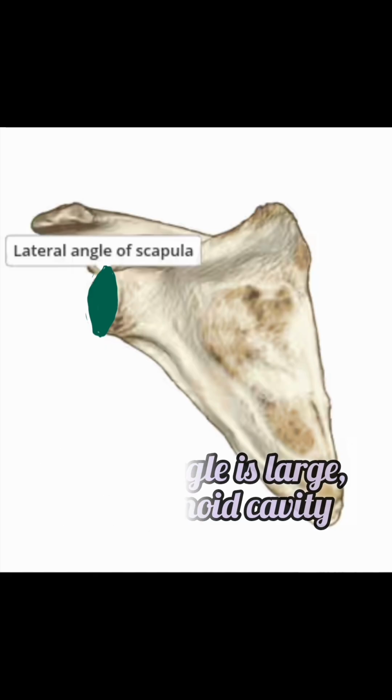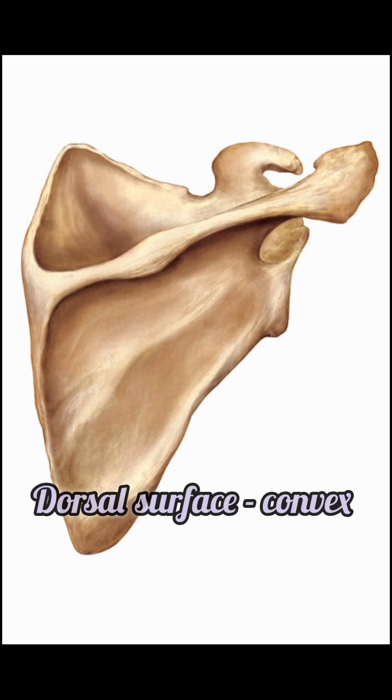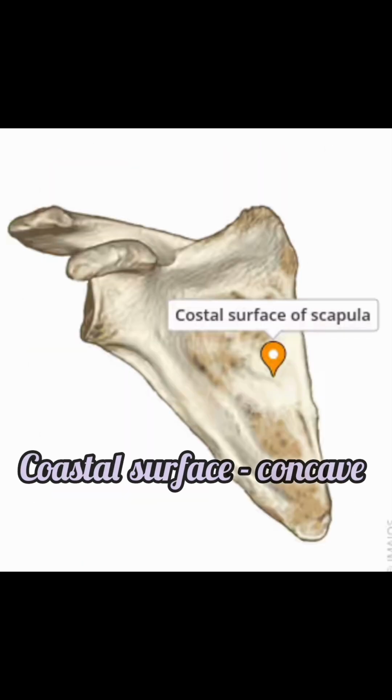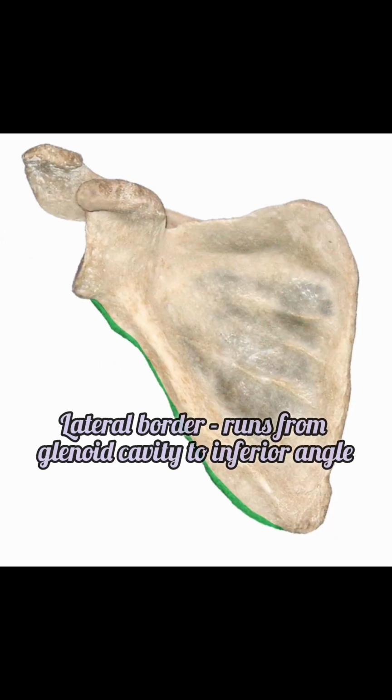bears the glenoid cavity. The dorsal surface is convex, and the costal surface is concave to fit the convex chest wall. The thick lateral border runs from the glenoid cavity to the inferior angle below.